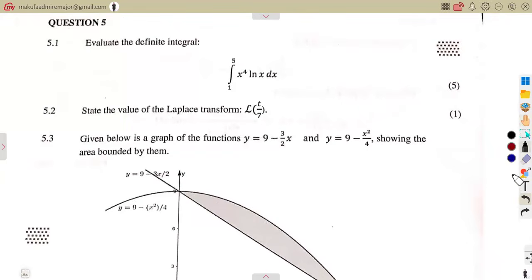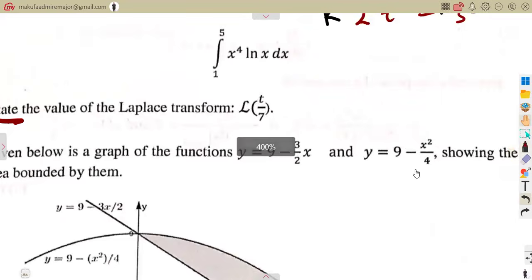5.2, this is the question on our Laplace, the Laplace transform. So you are given there, state the value, you are not calculating anything, you are just stating the answer. So remember that the Laplace of t is equal to 1 over s squared. So when given a constant, you just multiply by a constant. So this is the Laplace of t over 7.